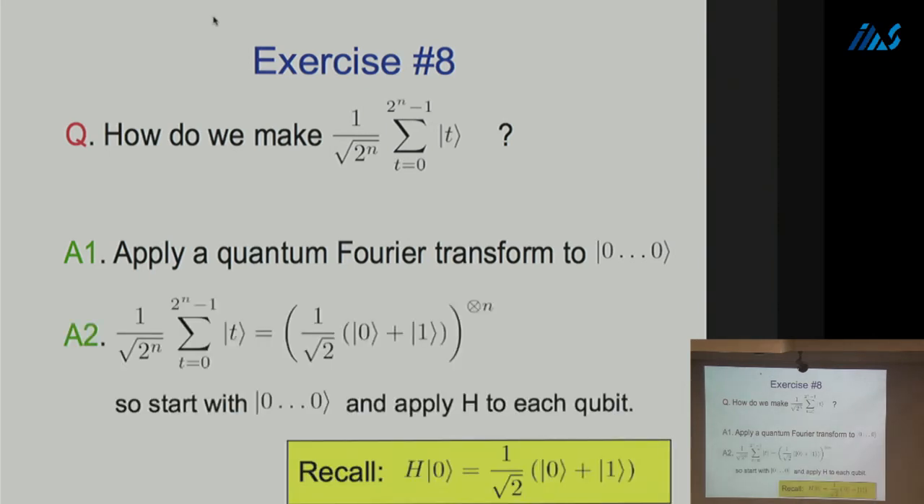We could just apply a Hadamard gate to each qubit individually, because you can see that if we have the superposition of these numbers, 0 to 2 to the n, then that's just a tensor product state of the uniform superposition on each bit, so we can just use a Hadamard gate on each bit to make all of those.